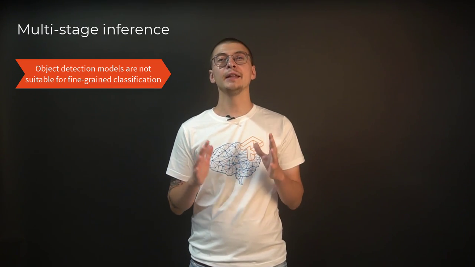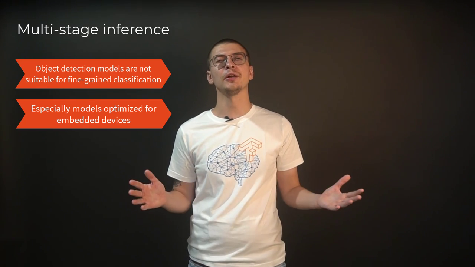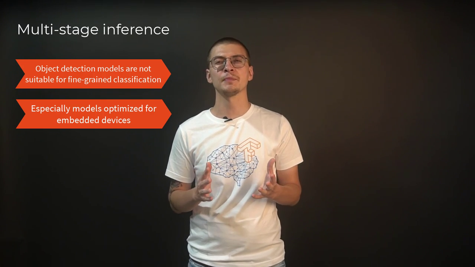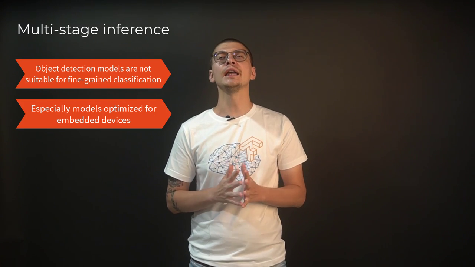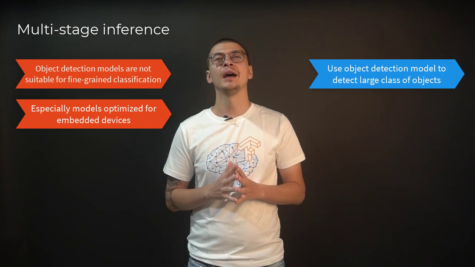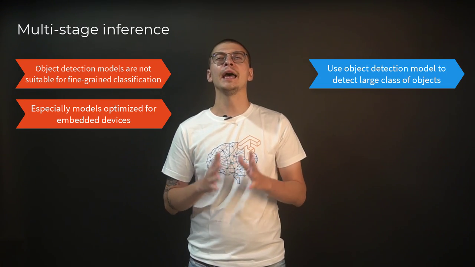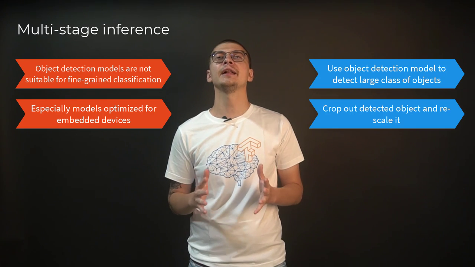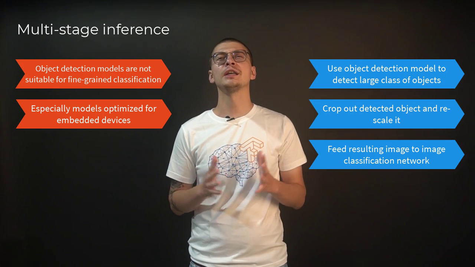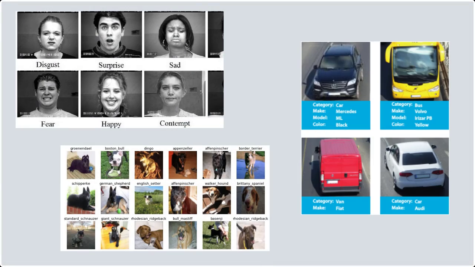What is the main benefit of using multi-stage inference? Object detection networks in general, and the ones used on embedded devices in particular, are not very good at distinguishing between multiple similar classes of objects. So what we very often do is use an object detection network to detect a large class of objects, for example, a face or a car or a dog, and then crop out the image and rescale it, the result of detection, to be fed to an image classification network, which gives a much more nuanced output. For example, the emotion on the face, car model, or dog breed.